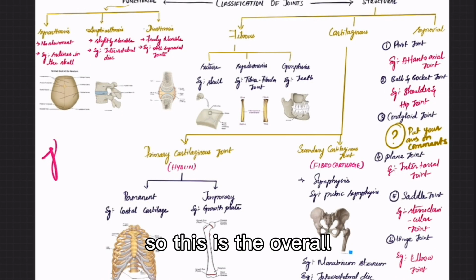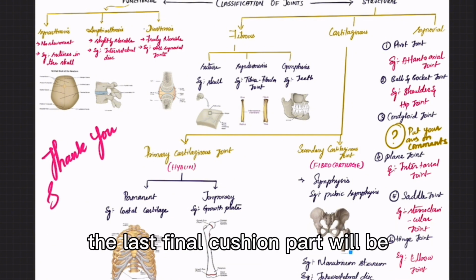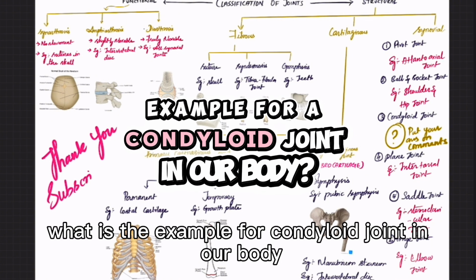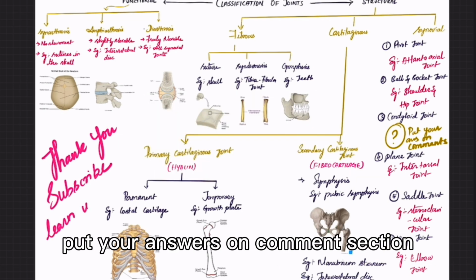So this is the overall structural and functional classification of joints. The last question is: what is the example for a condylar joint in our body? Put your answers in the comment section.